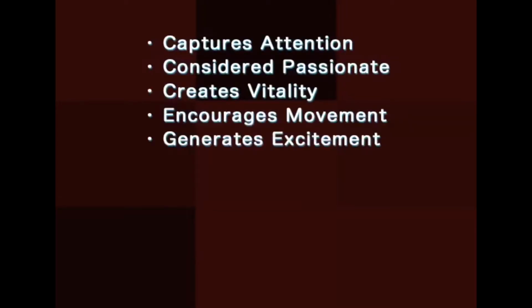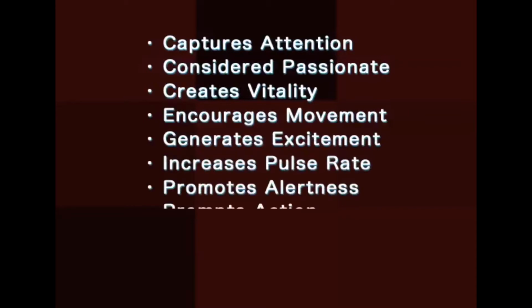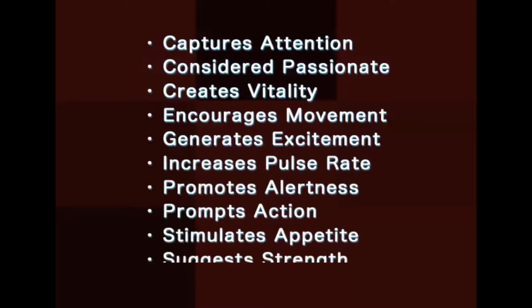Now you can have some features of red, like it captures attention, considered passionate, creates vitality, encourages movement, generates excitement, increases pulse rate, promotes alertness, it prompts action, stimulates appetite and also suggests strength.